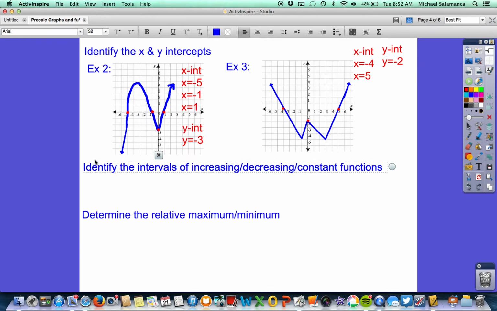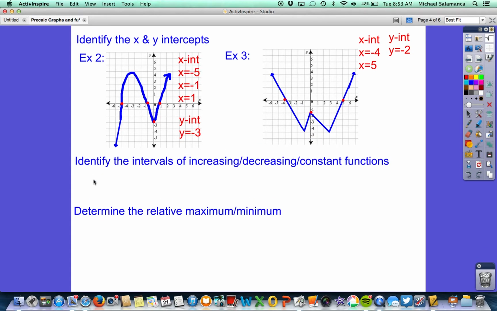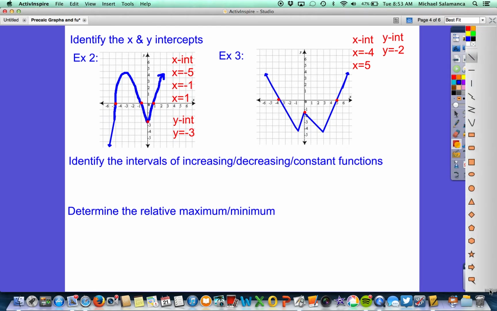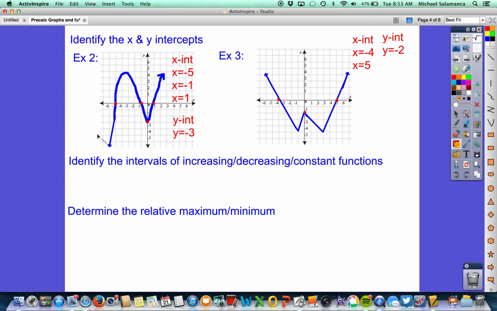So the next part of this says identify the intervals of increasing, decreasing, or constant functions. Increasing tells you when the graph is going upwards, decreasing is when the graph is going downwards, and constant means when it's staying the same, or it's a horizontal line. So if we take a look at this graph, to denote that we're going to use vertical dashed lines, so that might make it easier to see. So if we trace this graph from here, notice that it stops right about here, and then it changes directions. Here it changes directions again.